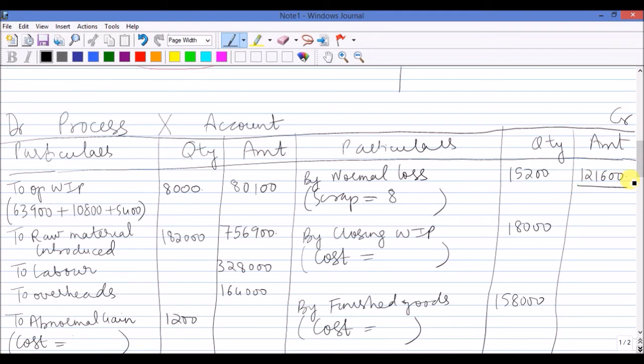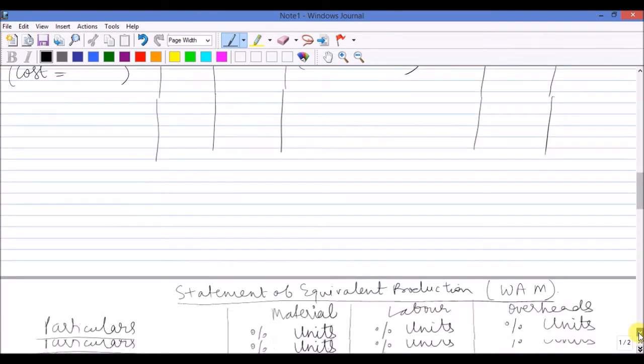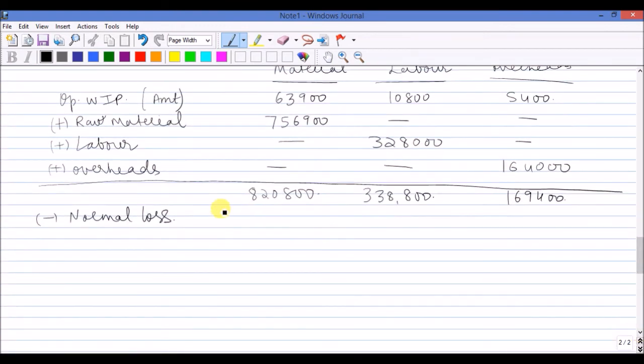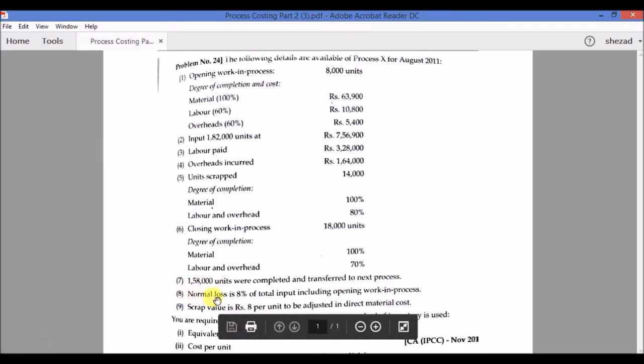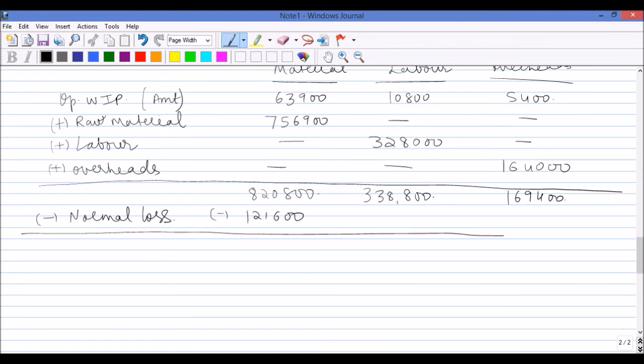The normal loss is 121,600. So 121,600 I'm going to subtract from here, and then I'm going to read something which is given. Normal loss of 8% of total input including opening work in progress. Then the scrap value, which is the normal loss they are talking about, is to be adjusted in direct material cost. For instance, this is a CA sum. They have done this to confuse you all. There is no difference in any material in case of weighted average method, so this is only to confuse the students, so that line is not at all relevant.